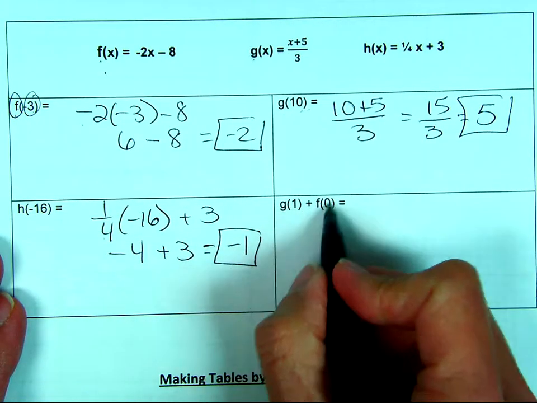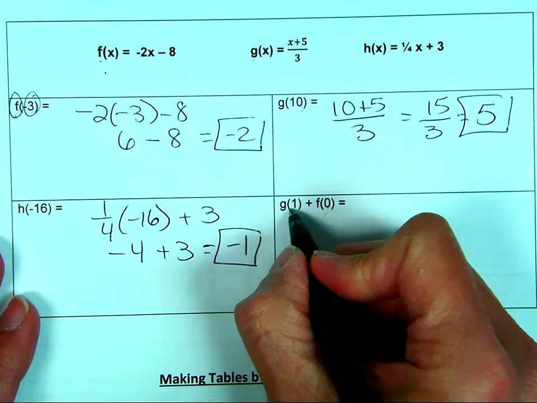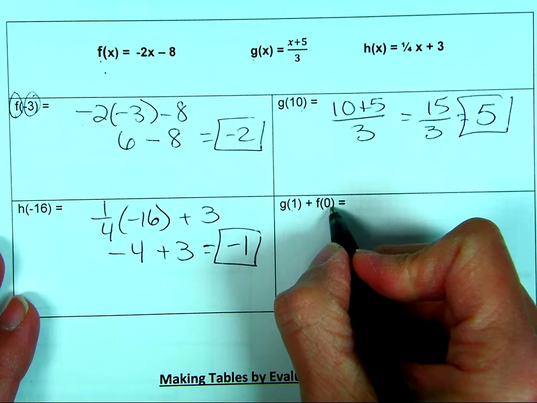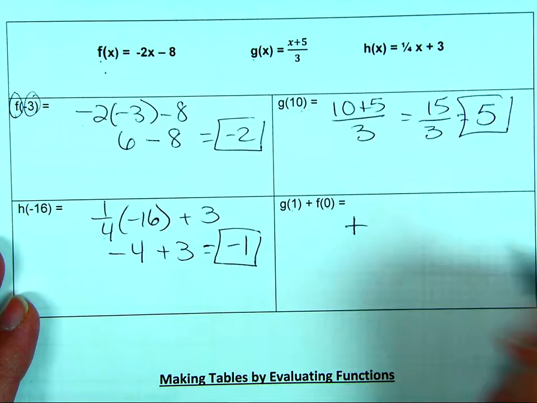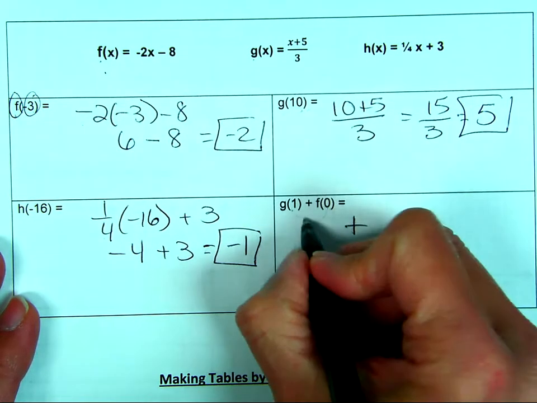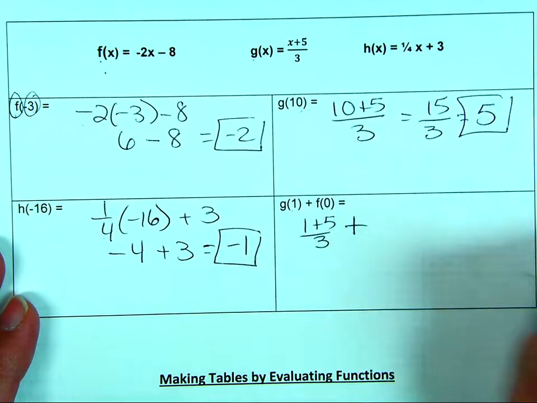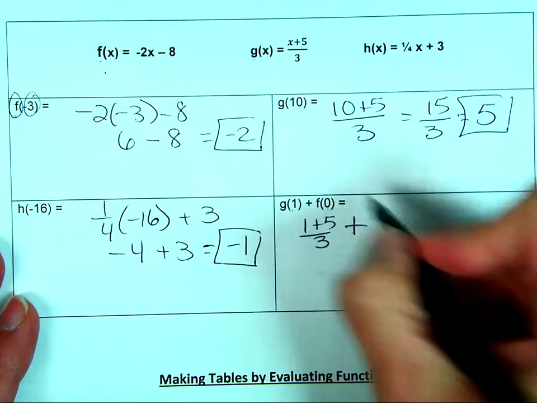Okay, this one's got a little addition going on. I first have to find g of 1, then I have to find f of 0, and then I add them together. So I'm going to have an addition sign. So what is g of 1? Okay, well, I go to my g function, and I put my 1 in. Then I have to go to my f function and put my 0 in.